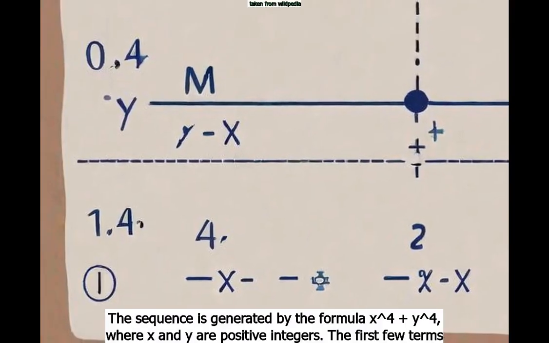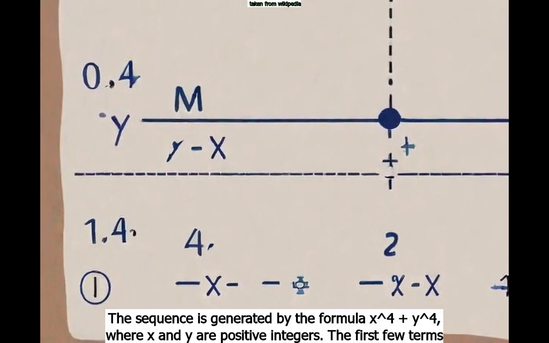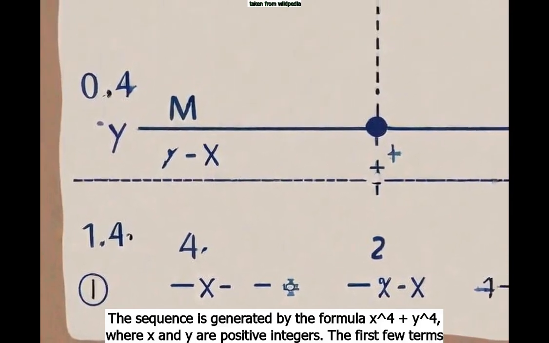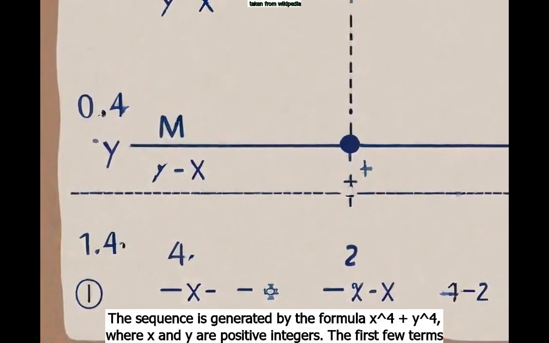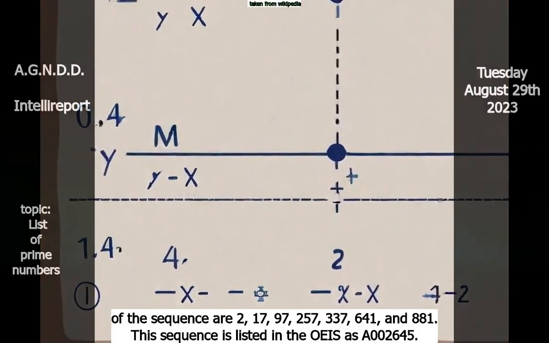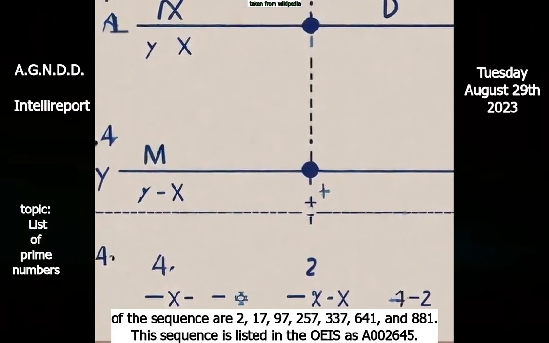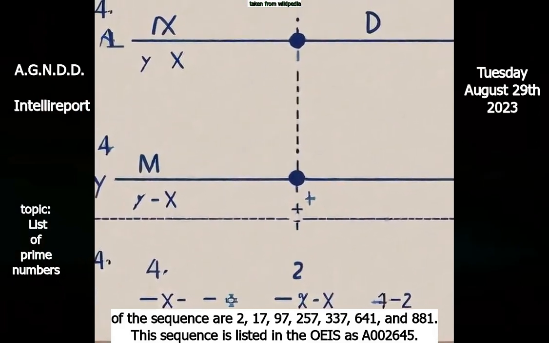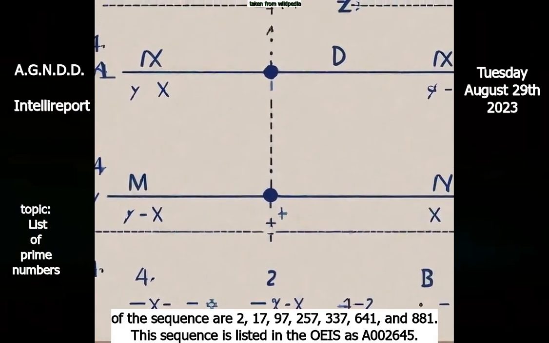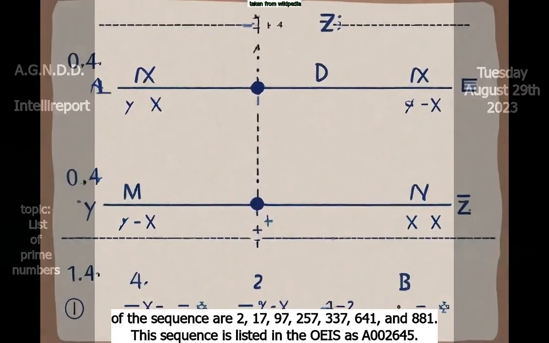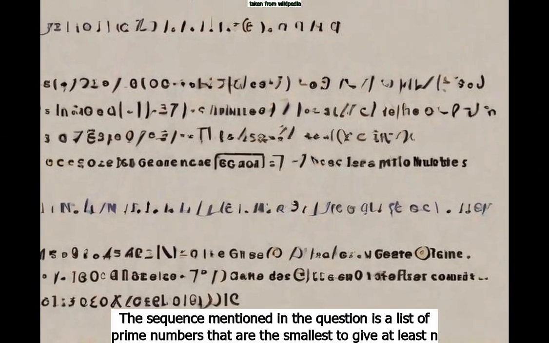The sequence is generated by the formula x to the power of 4 plus y to the power of 4, where x and y are positive integers. The first few terms of the sequence are 2, 17, 97, 257, 337, 641, and 881. This sequence is listed in the Online Encyclopedia of Integer Sequences as A002645.